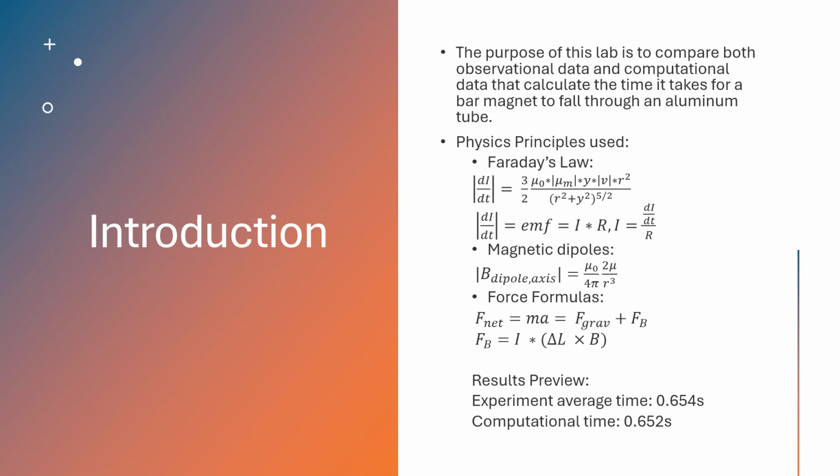And I've also included the force formulas. Net force formula for today: F gravity plus F of B, and then F of B is equal to I times delta L cross B. And I also want to mention that you will see later Newton's second law is going to be used with both the position update and velocity update formulas.